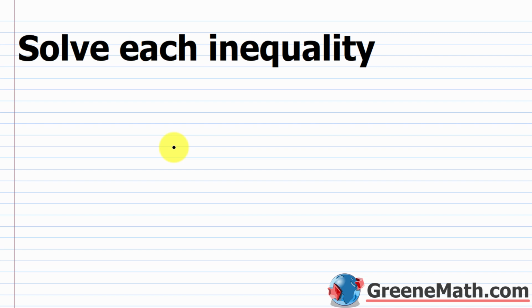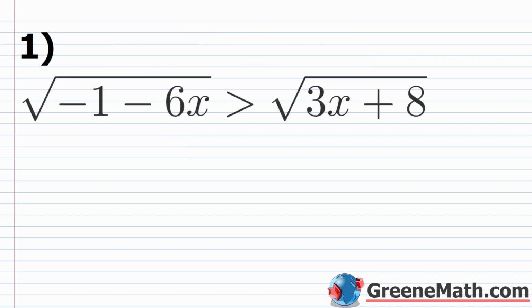All right, let's take a look at our practice tests. We're told to solve each inequality. And for problem 1, we have the square root of -1 minus 6x is greater than the square root of 3x plus 8.